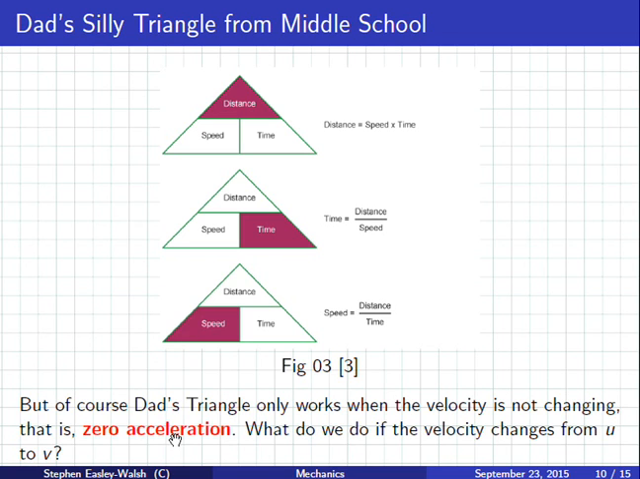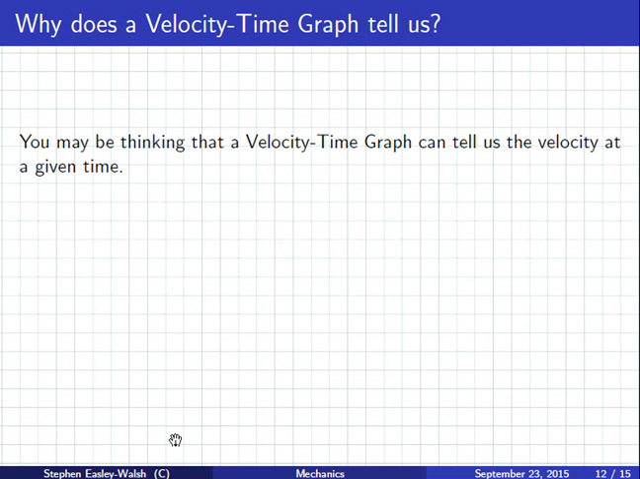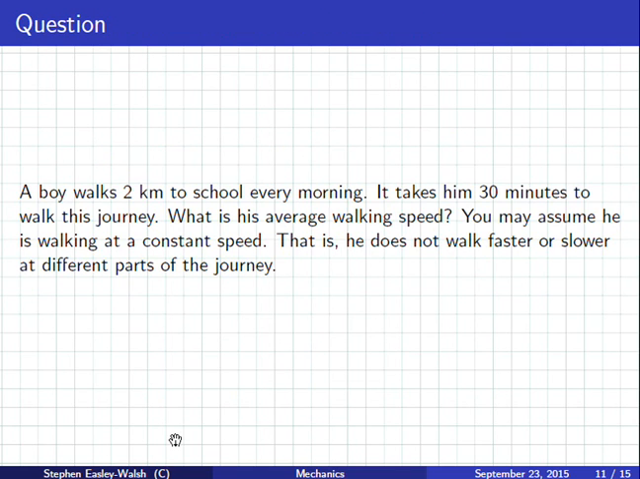So what do we do if the speed does change? What do we do if the speed goes from U to V? So I think maybe we'll do an example. I think we'll just do this example in our head because it's quite quick. I mean, you don't need to write it down. Look up. A boy walks 2 kilometers to school every morning and it takes him 30 minutes. What is his walking speed?